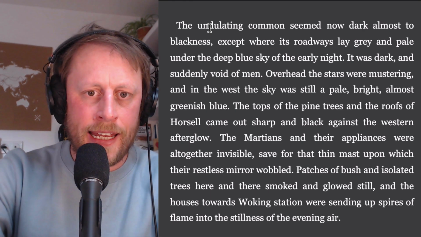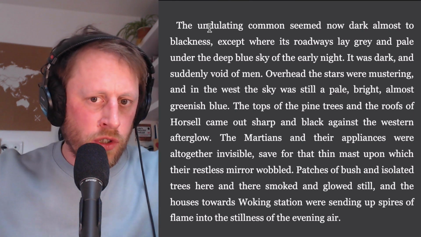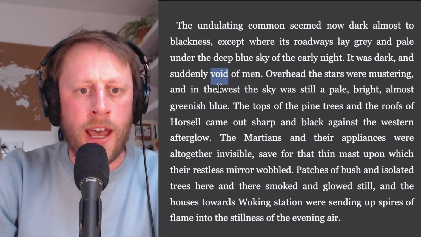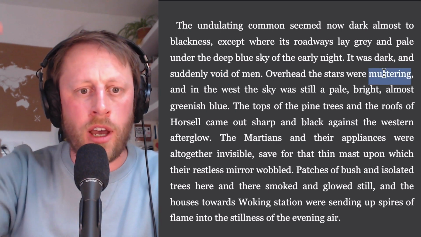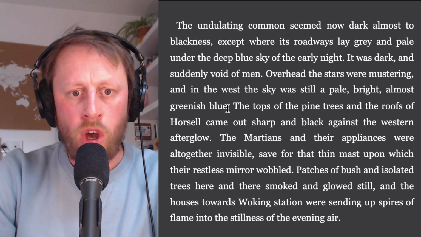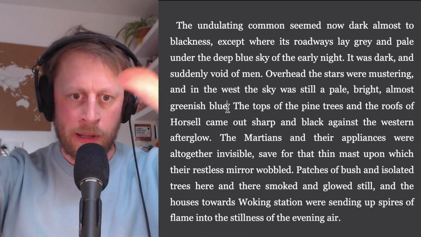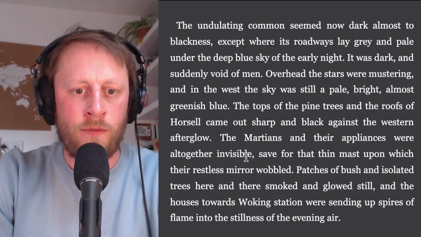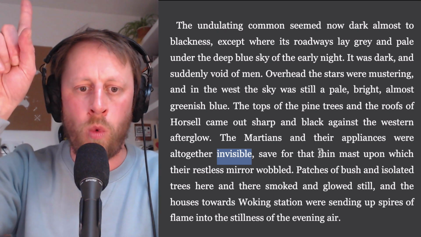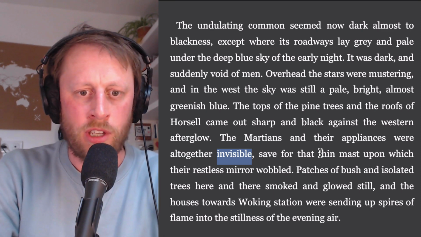Right, the undulating common, the hilly, bumpy common, was completely dark, almost black, except for little signs of roads and the pale of the deep blue sky of the early night. It was dark, suddenly void of men. There were no men there. Overhead the stars were mustering, the stars were starting to come out, and in the west the sky was still a pale, bright, almost greenish blue as the sun was going down in the distance. The tops of the pine trees and the roofs of Horsell came out black and sharp against the western afterglow. So there's silhouettes of some buildings and trees. The Martians and their appliances were altogether invisible, couldn't be seen, save for, meaning except for, that thin mast upon which their restless mirror wobbled. So they've still got this metal rod with a little thing spinning around on the top of it. I guess that's how they observe what's going on.